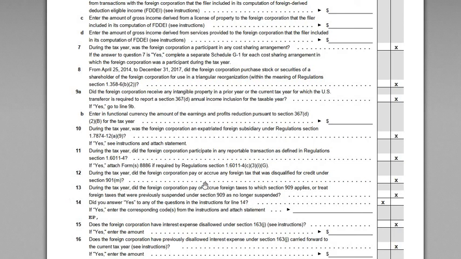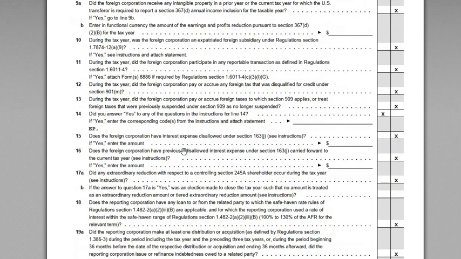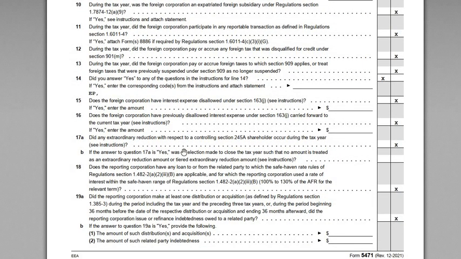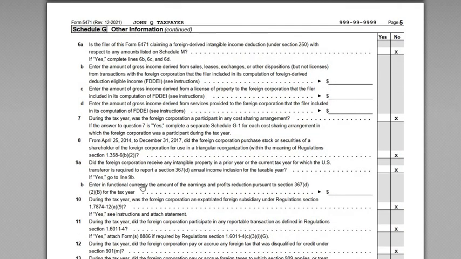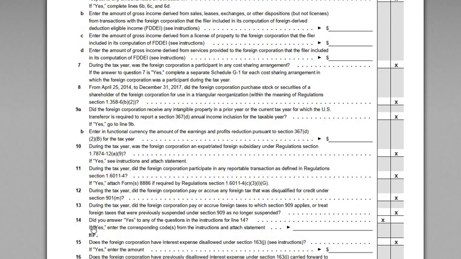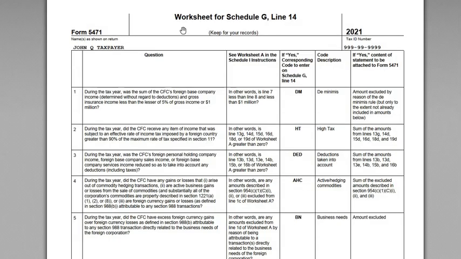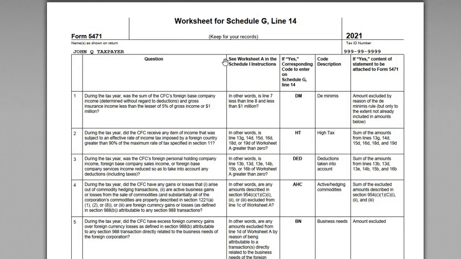So Schedule G is what we're looking at here, right? These questions, line items 1 through 19A. But Schedule G also has an additional worksheet, and that worksheet is just for line 14. So I've got the worksheet here on the next page, right? So this is in the Form 5471 instructions if you need it. Worksheet for Schedule G, line 14.